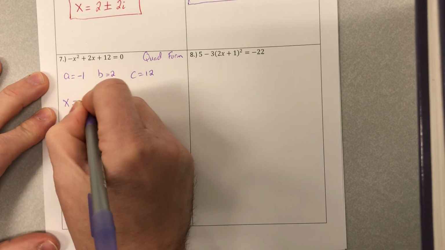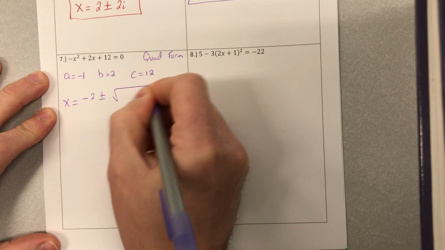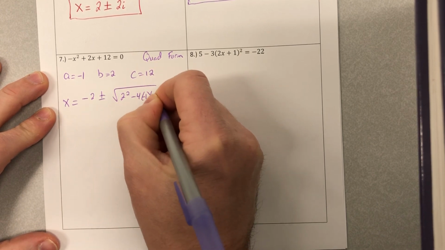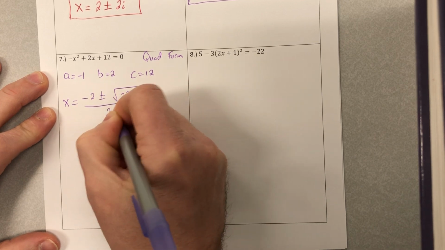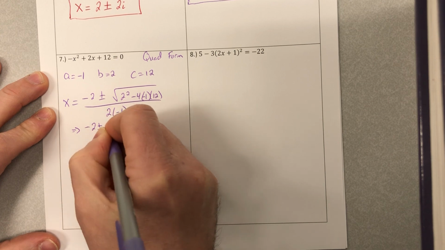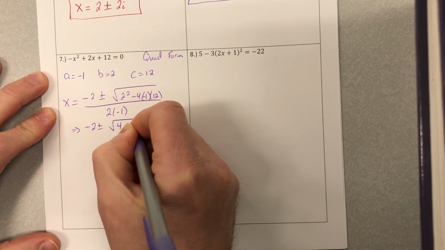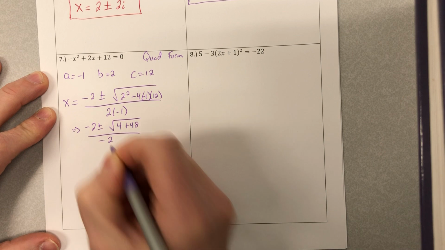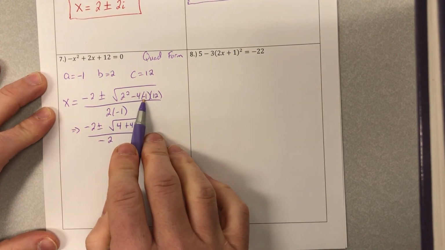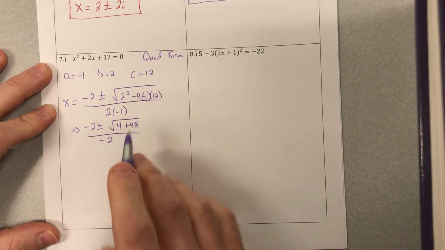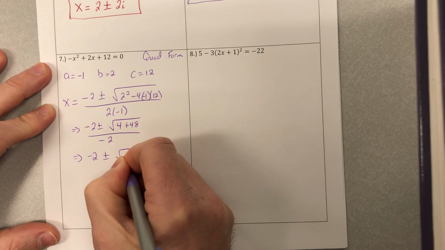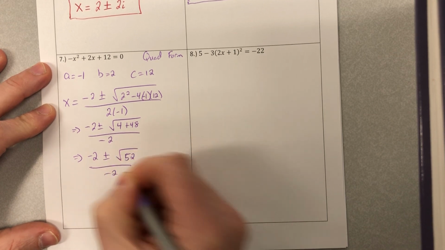So we'd say x equals −b plus or minus the square root of b² − 4ac, all over 2a. When we go through and simplify, we would do 2 squared, which is 4. −4 times −1 is 4, times 12 is 48. So we'd have −2 plus or minus the square root of 52 over −2.